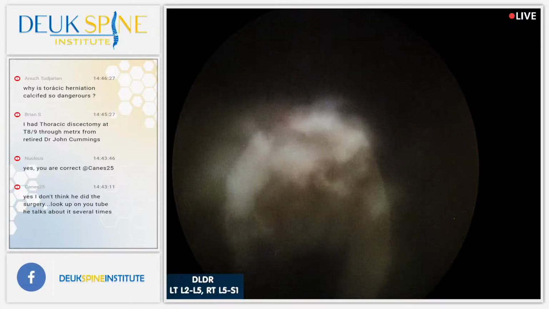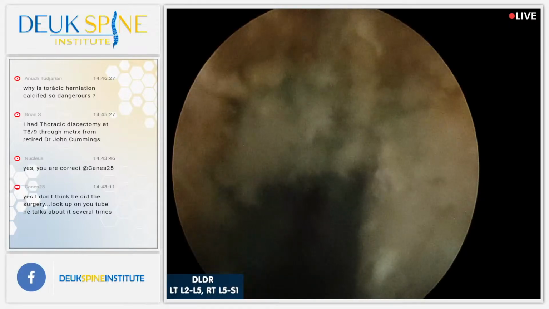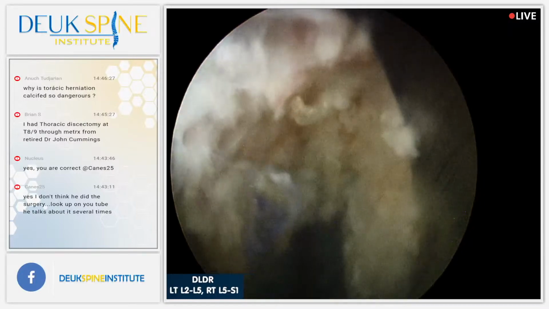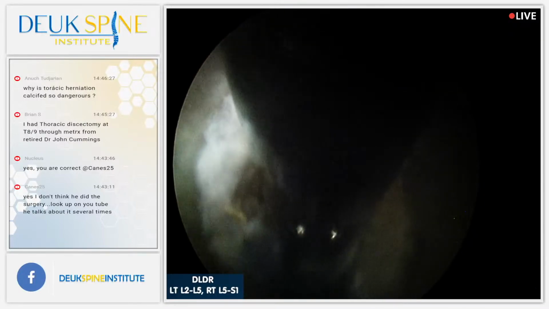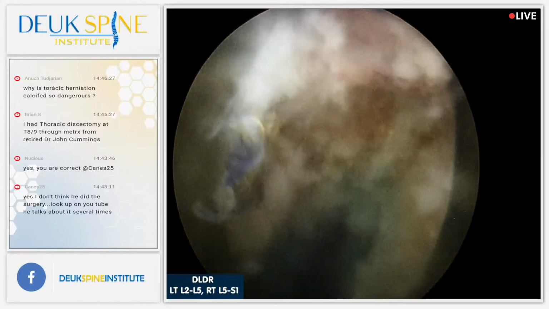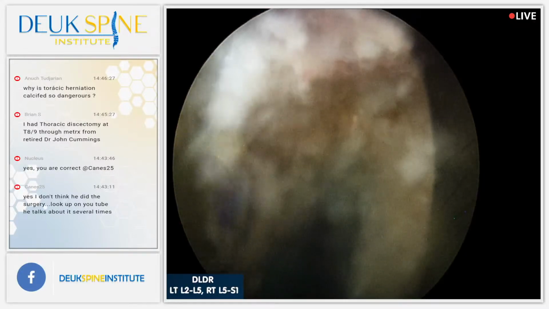I need a grabber. This is it. We're just about done. This is L5-S1 on the right side. And you could see this giant herniation here that was pushing into the nerve. I'm trying to get out as much as I can.